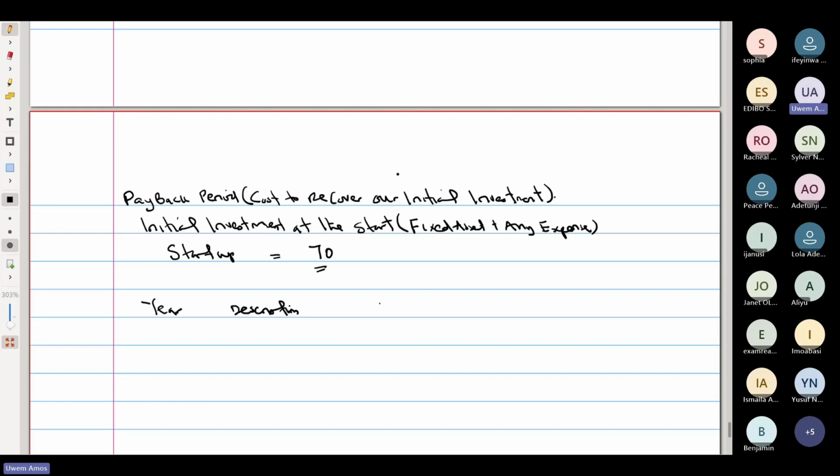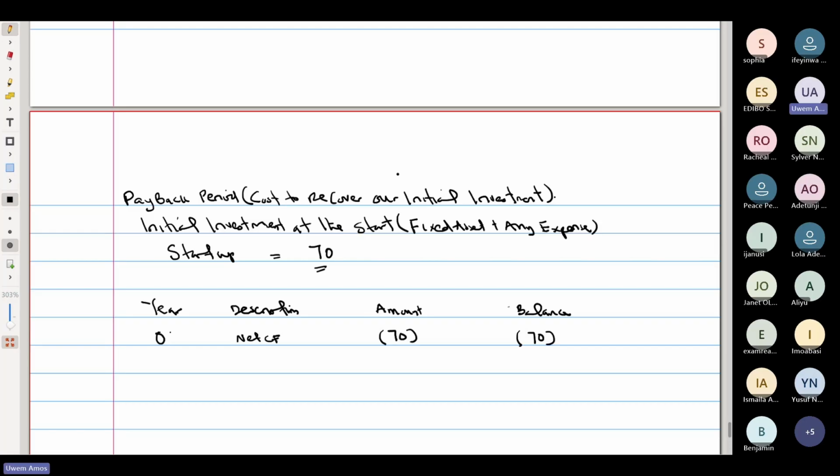I would have the amount. I would have the balance. I'd have the balance there. So at the start of the project, which is year zero, we have our net cash flow as 70 out. So balance 70. That's our net cash flow for that.